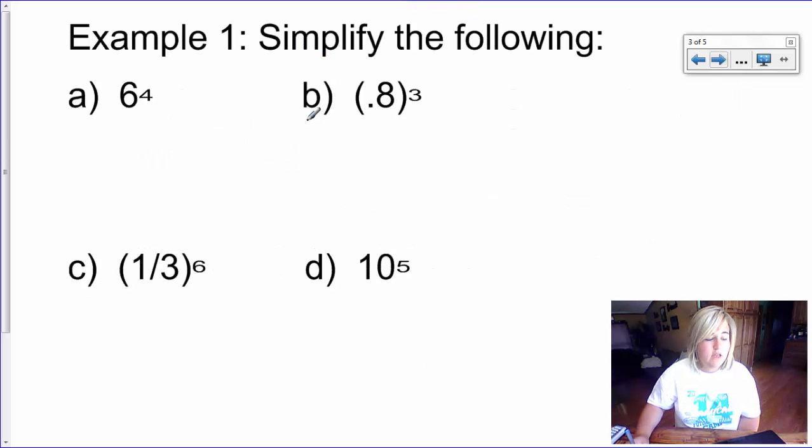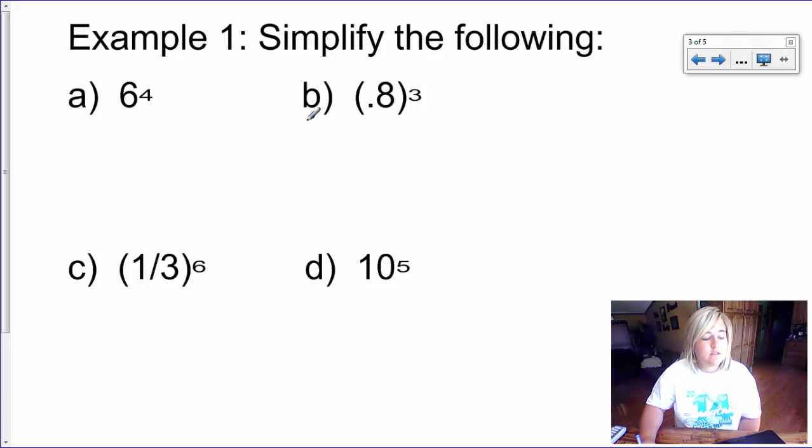So example 1, it says simplify the following. And here we have 6 to the 4th, 8 tenths to the 3rd, 1/3 to the 6th, and 10 to the 5th. And I understand that you all have calculators and that you can easily punch these things in, but in my class, you have to show your work. So what you're going to do to show your work on these is show the repeated multiplication.